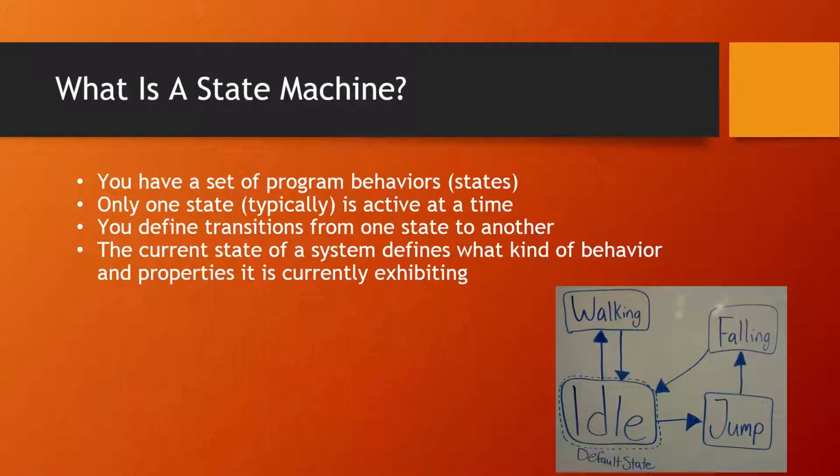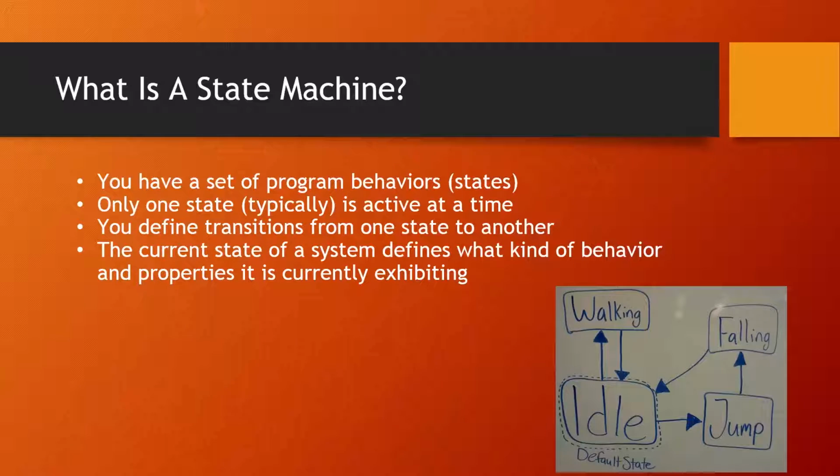The idea is you have several behaviors or states, and in your program, typically only one of these states is going to be active at a time, running its behavior, doing what it says the program should be doing. Then you can define transitions and say, okay, if this state hits some certain divergence point, like something's happened, we transition into a different state, which has its own set of behaviors and properties.